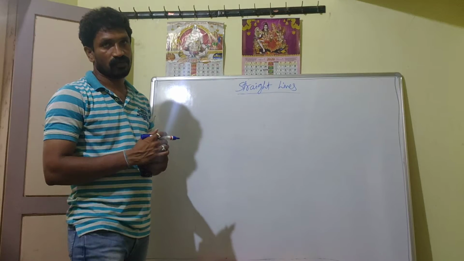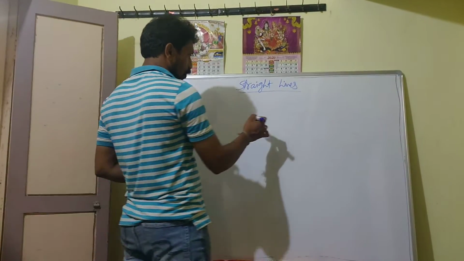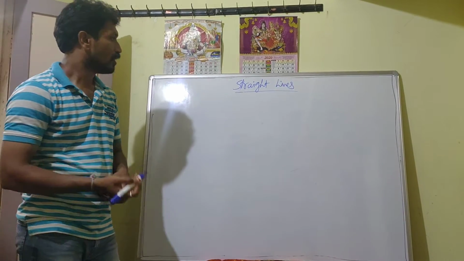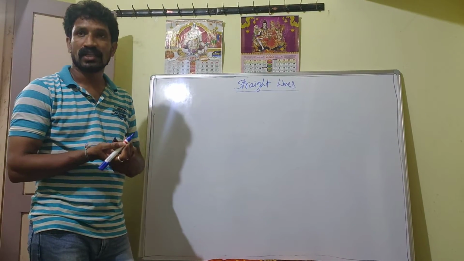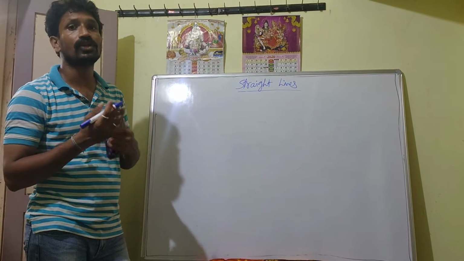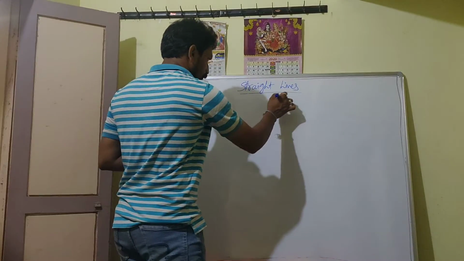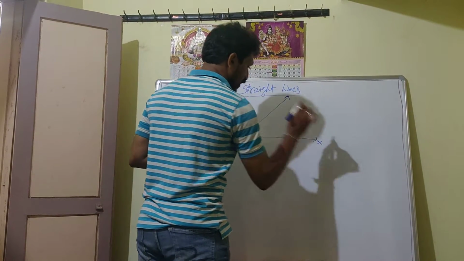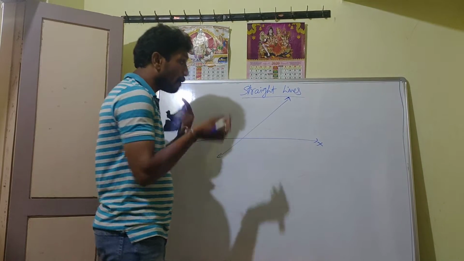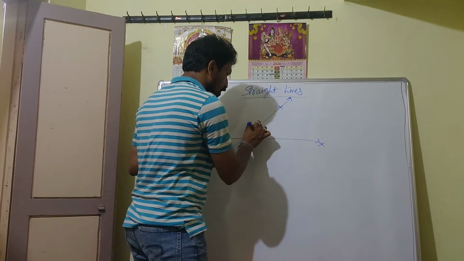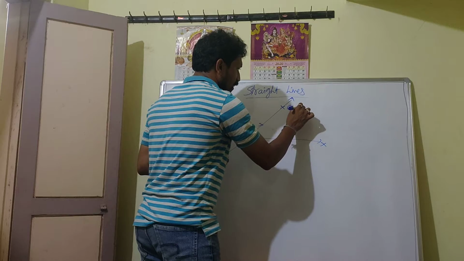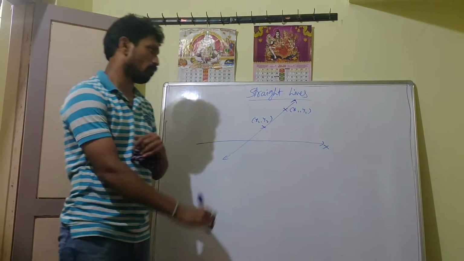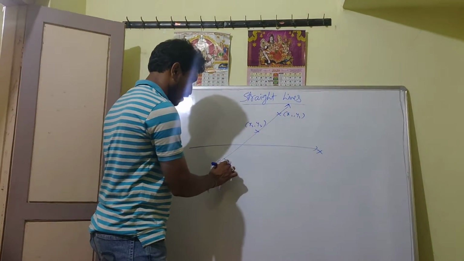Another definition for slope. If you know the inclination, we can say the slope of the line. If you don't know the inclination, then you should know at least any 2 points on that line. Suppose this is the straight line, and this is the x-axis, but we don't know the inclination. If you know any 2 points on it, let us consider x1, y1 and x2, y2, then what is the slope of this line L?